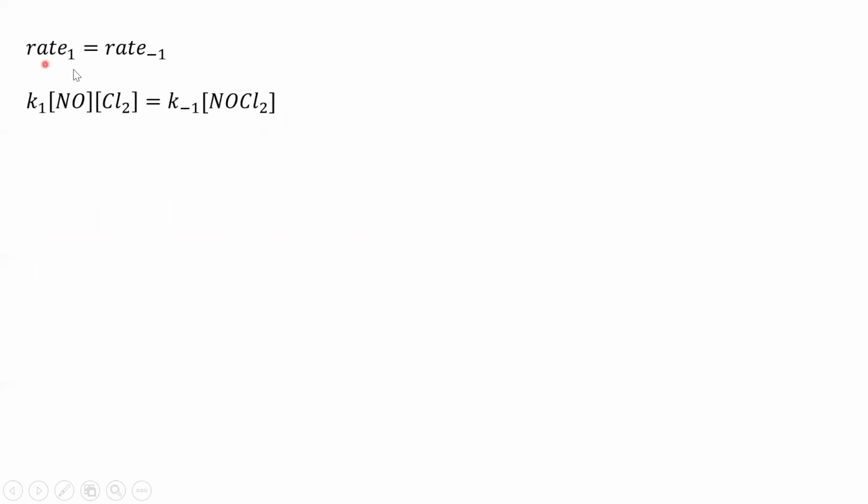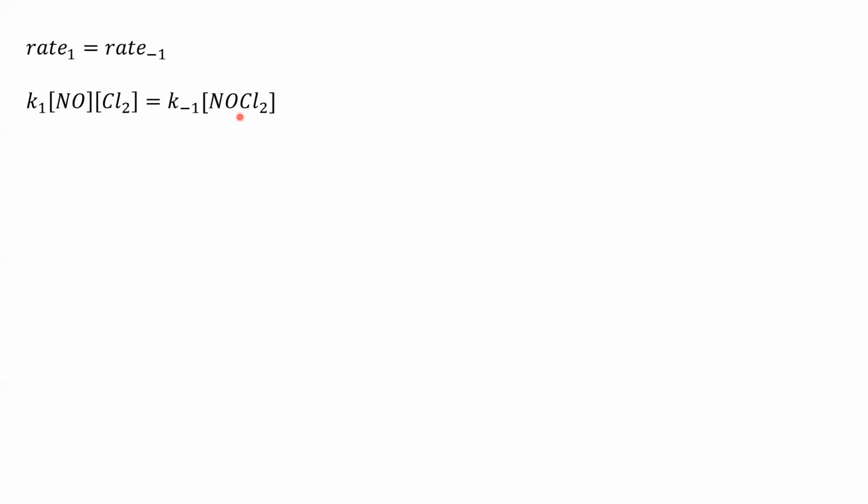The rate of the forward reaction equals the rate of the reverse reaction for an equilibrium reaction, for a reaction that's reversible and at equilibrium. So for the forward reaction, we can substitute in the rate law, and for the reverse reaction, we can substitute in the rate law. Now, NOCl2 is an intermediate. Intermediates are never found in a rate law.